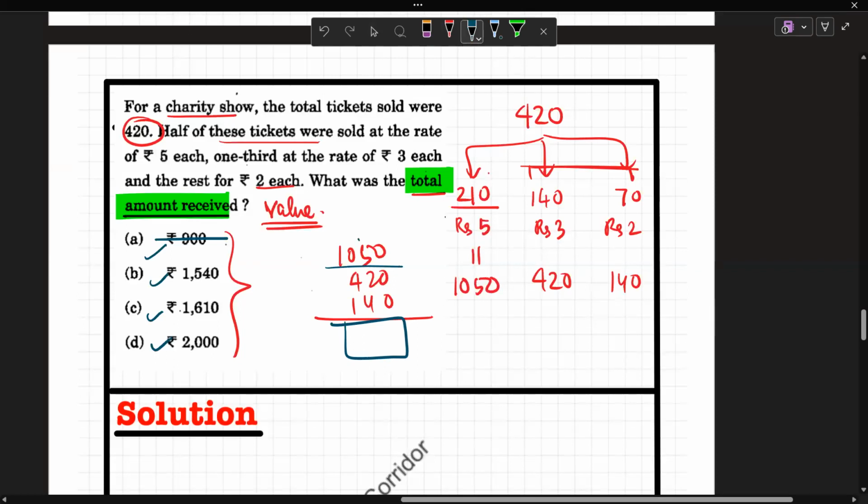What I will do is add the tens places. What is the tens place sum? 4 plus 2 is 6, 6 plus 5 is 11. That means you will get a 1 here. Where you get a 1 here is option number C, that is 1610.